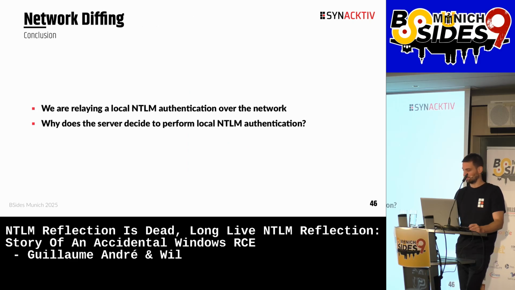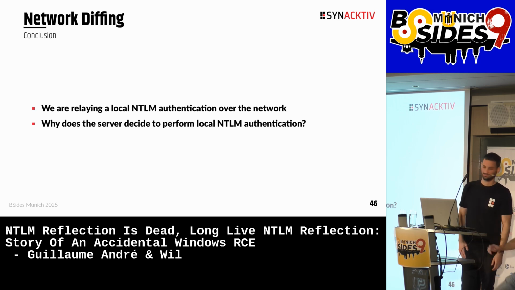So when we are performing network diffing, we can see that we are relaying a local NTLM authentication over the network. But why does the server decide to perform local NTLM authentication? I will let Guillaume explain that.